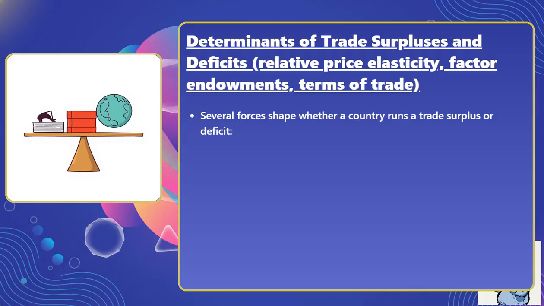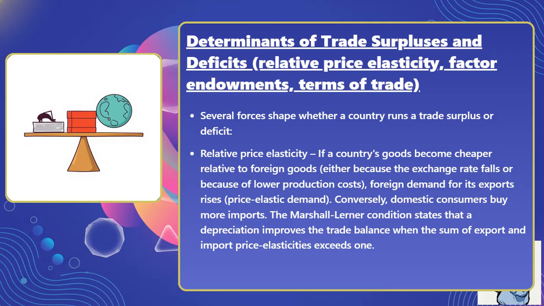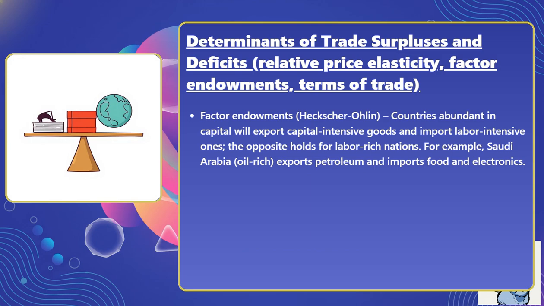Several forces shape whether a country runs a trade surplus or deficit. Relative price elasticity. If a country's goods become cheaper relative to foreign goods, either because the exchange rate falls or because of lower production costs, foreign demand for its exports rises, price elastic demand. Conversely, domestic consumers buy more imports. The Marshall-Lerner condition states that a depreciation improves the trade balance when the sum of export and import price elasticities exceeds 1.